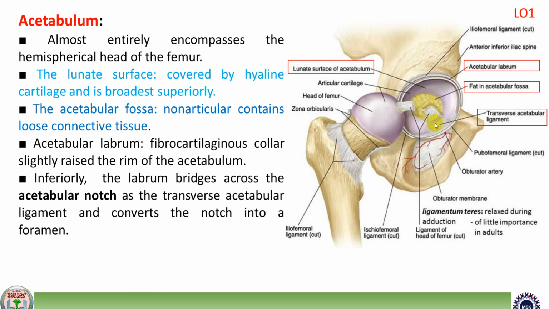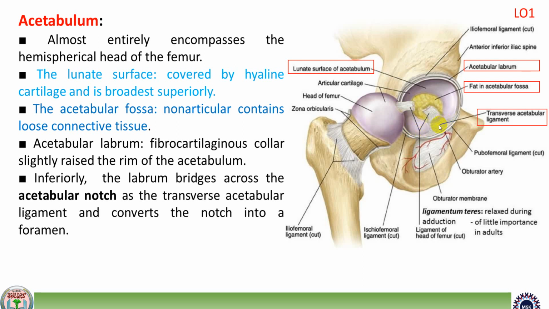And inferiorly there is no lunate surface here. Lunate surface not present, but the acetabular labrum is present, which bridges across this notch called the acetabular notch. Now this is the acetabular fossa, this is the acetabular notch, and the acetabular labrum will bridge this notch, changing this notch called the acetabular notch to a canal or foramen.